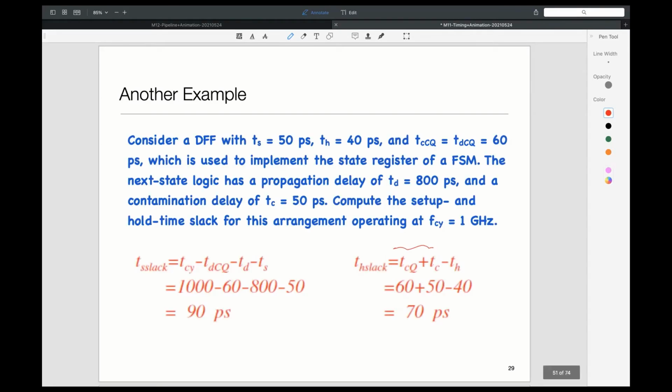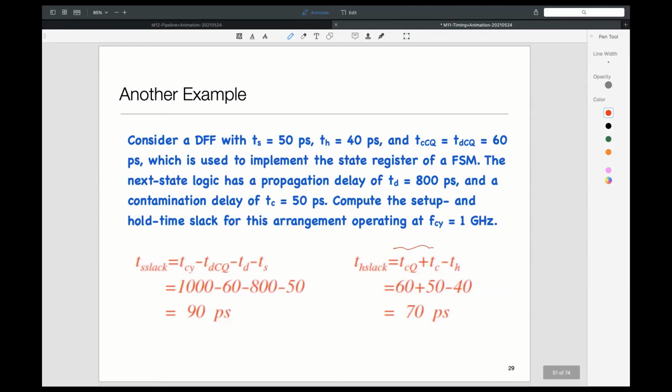The TAs will go over some more examples of this nature, but I will strongly urge you not to look at the names of the variables and the precise algebraic form of the equations, because we may change the names of the variables. We may not follow the same symbolism. Out here, I simply wrote that next state logic has a propagation delay of TD, instead of something like TD AB. So don't get thrown off by those.